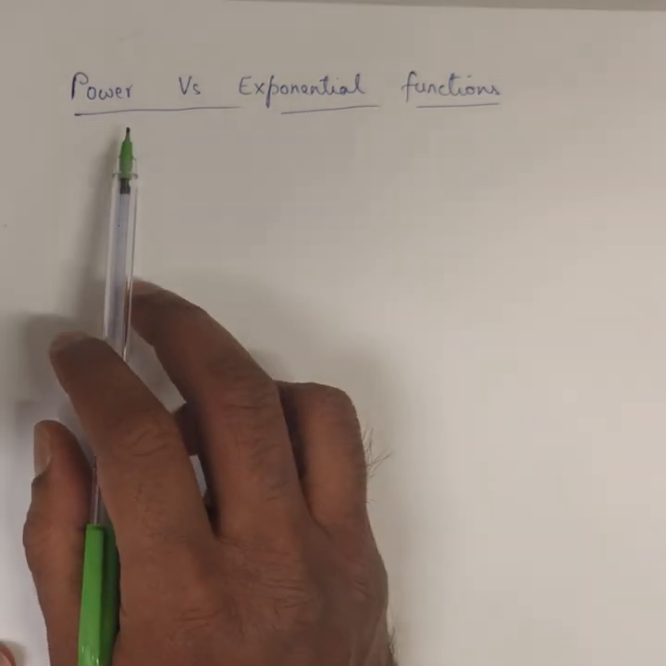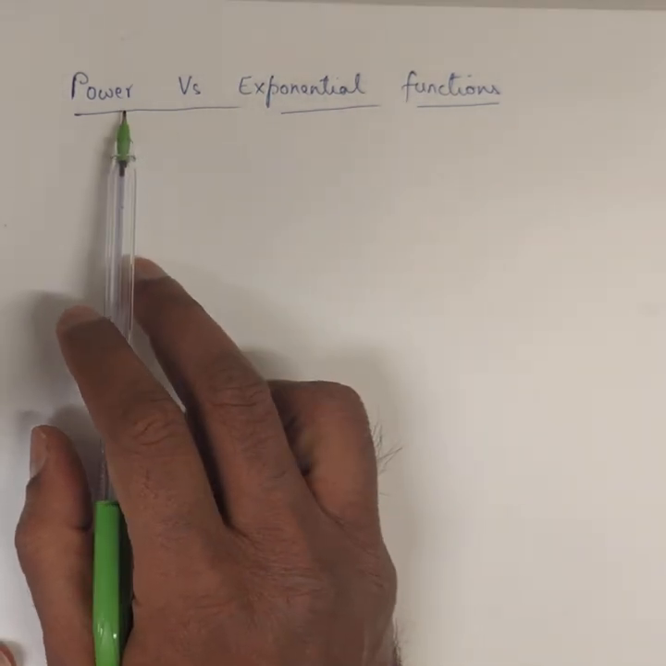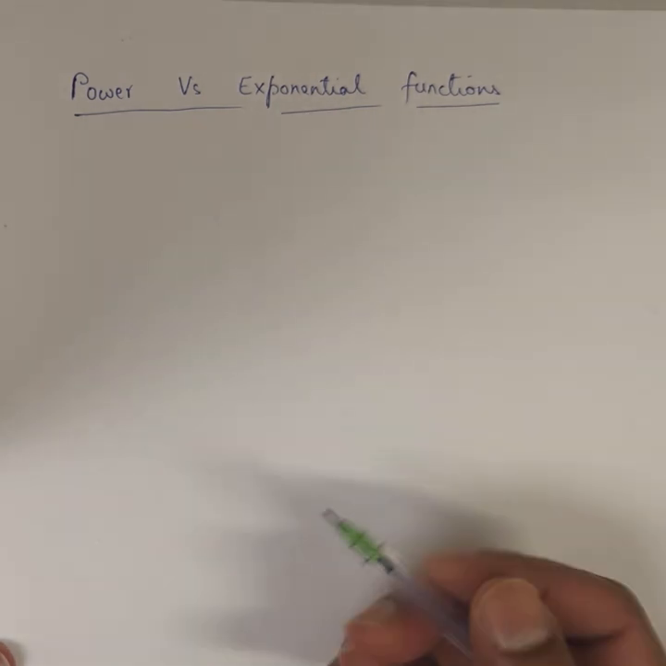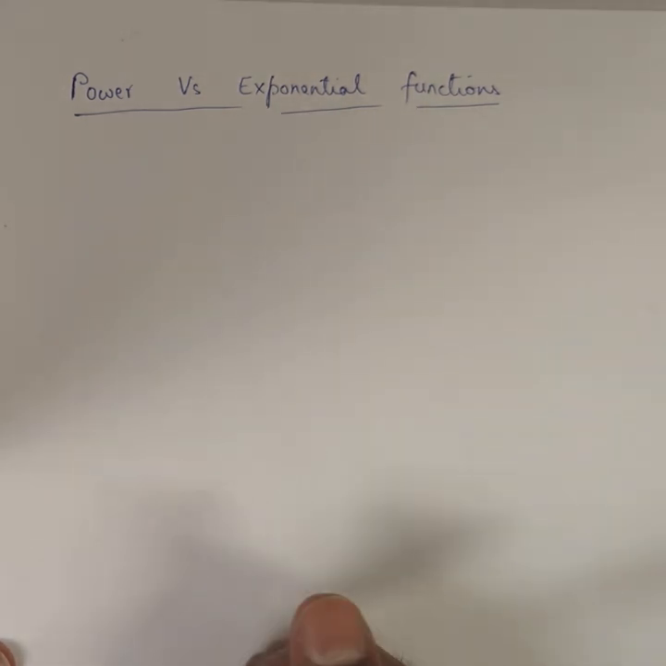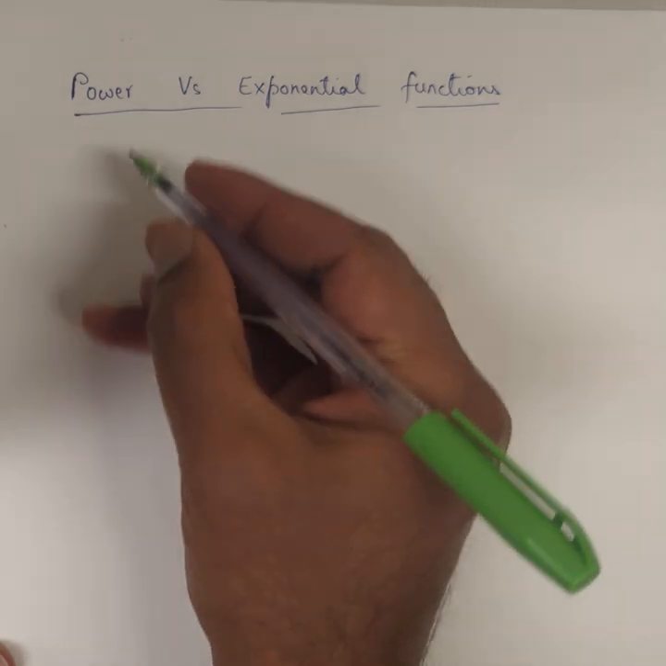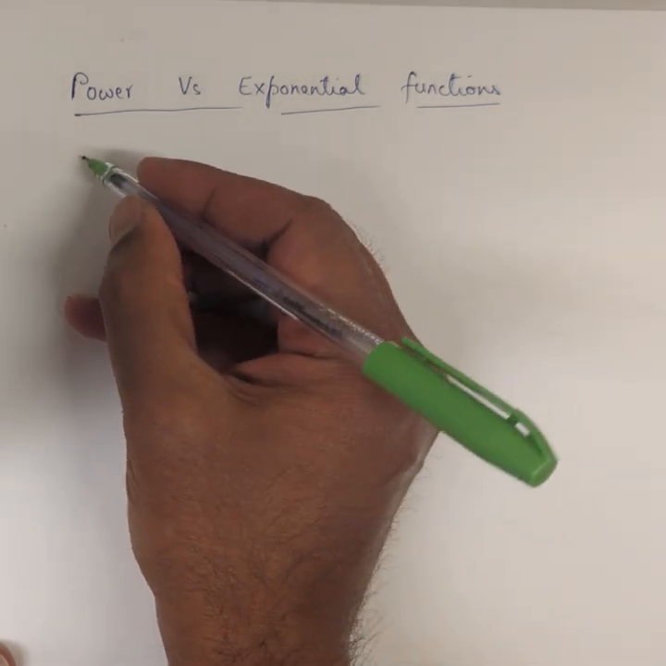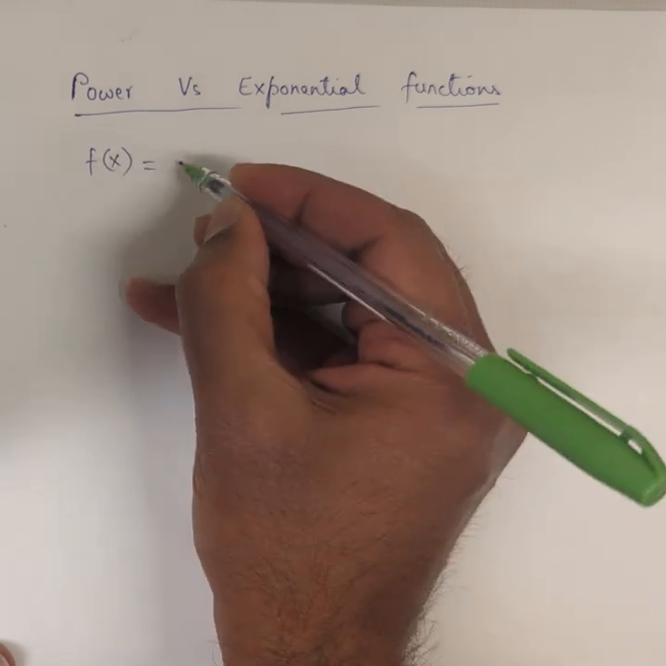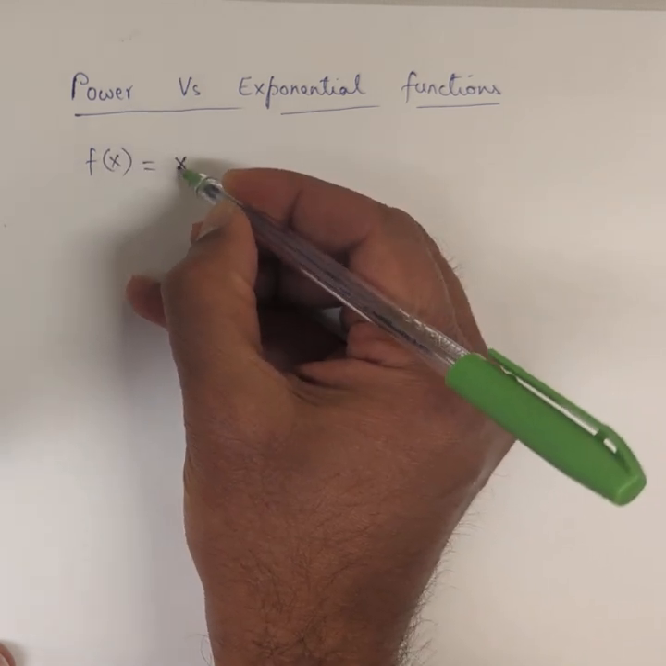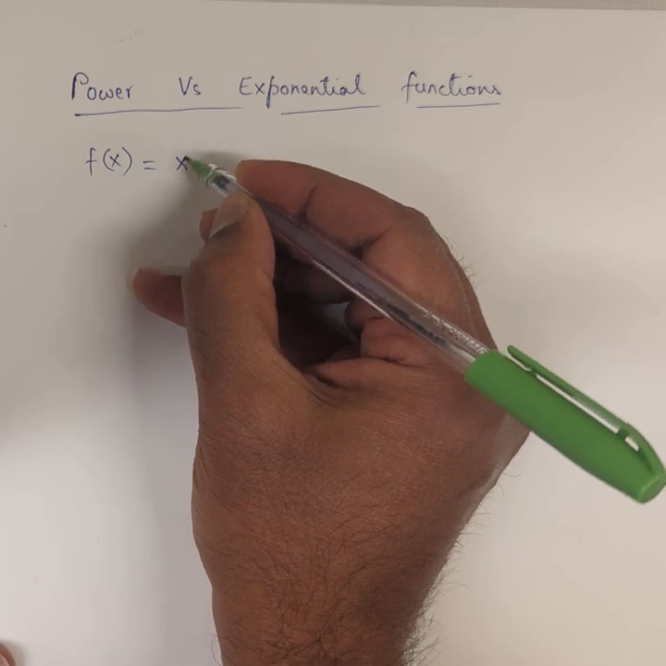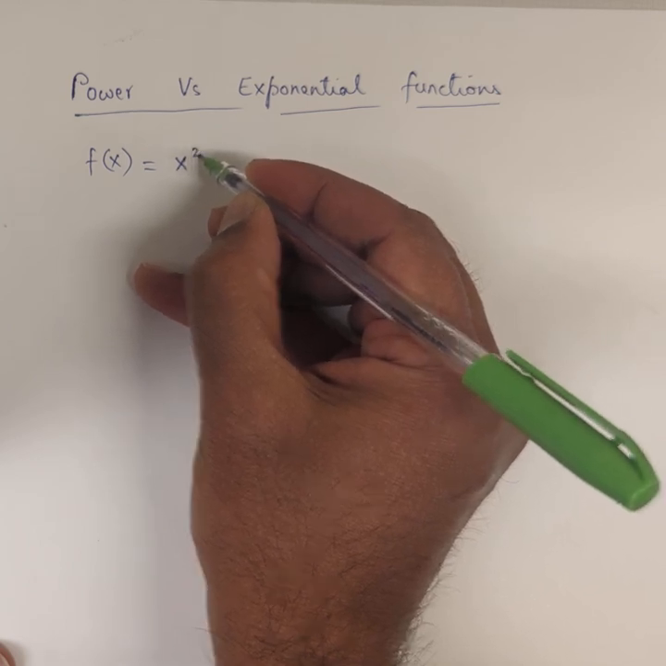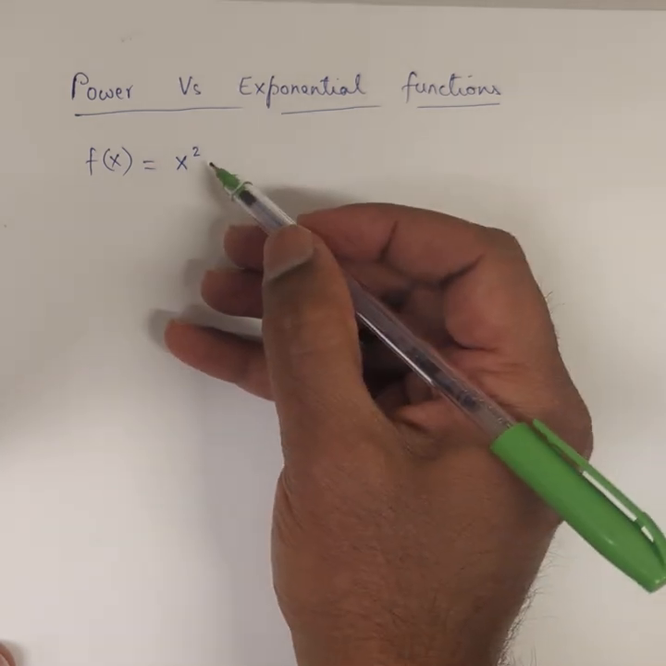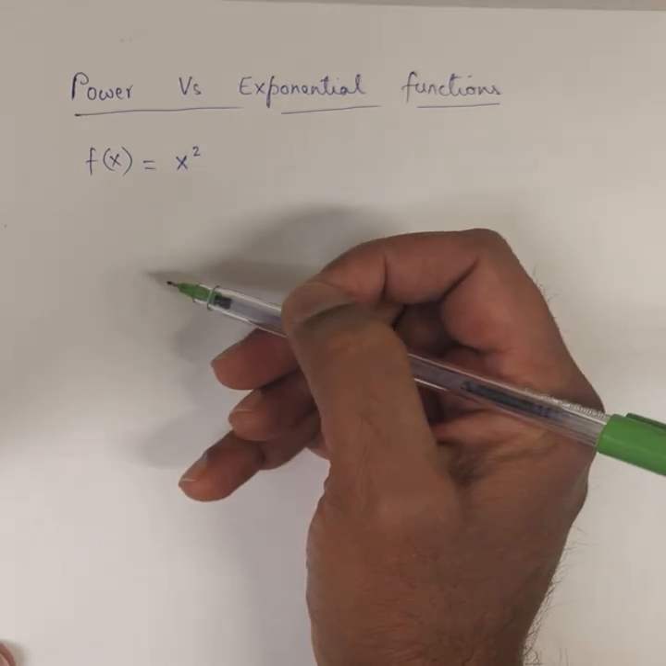We will discuss two kinds of functions. As the title suggests, one would be called power function, the other is exponential. And it's always better to begin with examples. So what is an example of a power function? A power function looks like this. Your independent variable is down below, and in the exponent you're going to have a number, say x square.